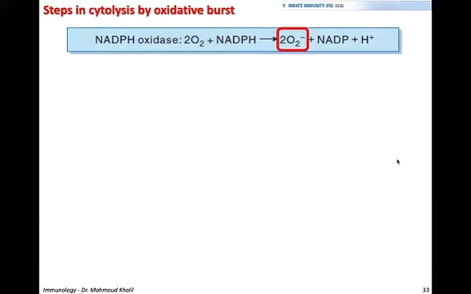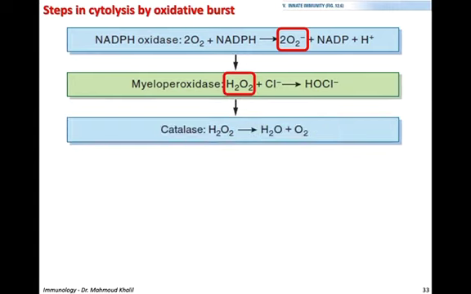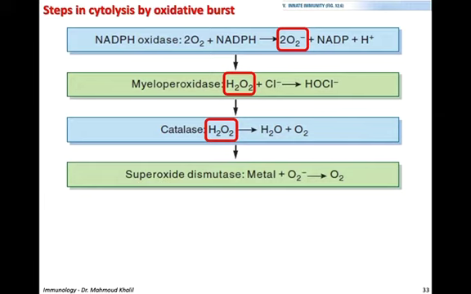So these are the steps in the cytolysis by the oxidative burst that is provided by the neutrophil and all the enzymes inside the neutrophils. The NADPH oxidase uses oxygen to make free radicals, the oxygen free radicals. And if you remember, the oxygen free radical is one of the warfare tools used to destroy bacteria. As well, myeloperoxidase uses hydrogen peroxide with a chloride ion to produce another free radical. While catalase can break down hydrogen peroxide, and the superoxide dismutase, SOD, uses metal to combat these oxygen radicals.